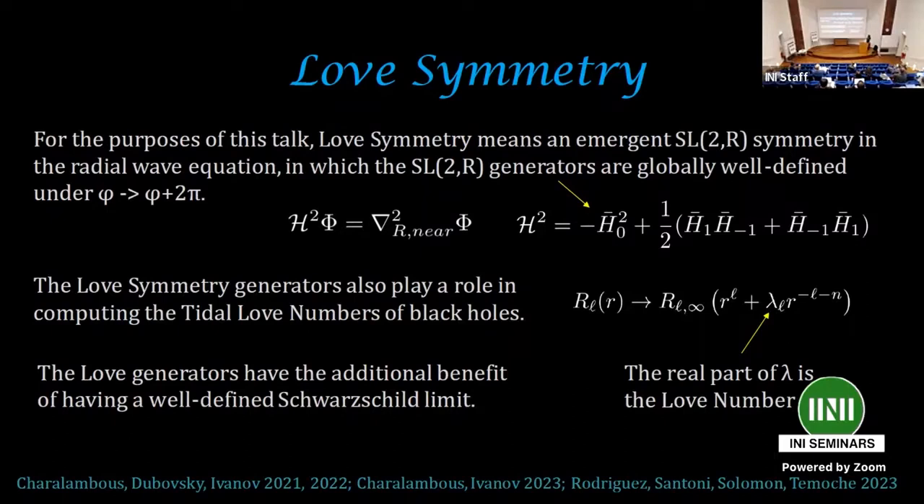Another palatable thing about these globally defined generators is that they have a smooth, well-defined Schwarzschild limit, whereas the prior, original work did not. So because of these reasons, it seems like these globally defined generators really should have been the ones we were considering all along. And that's why people are interested in these.